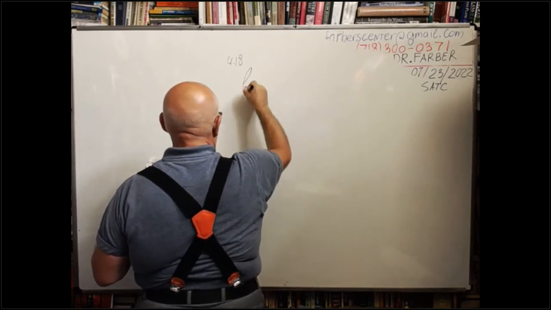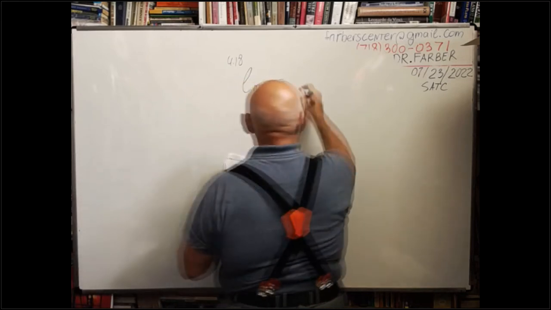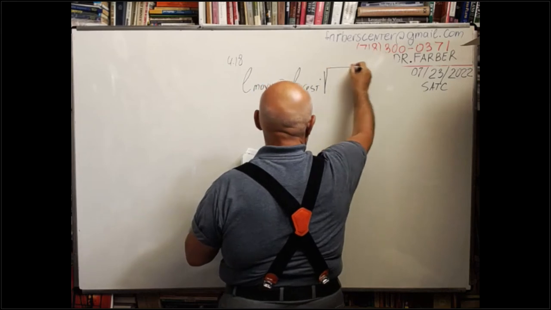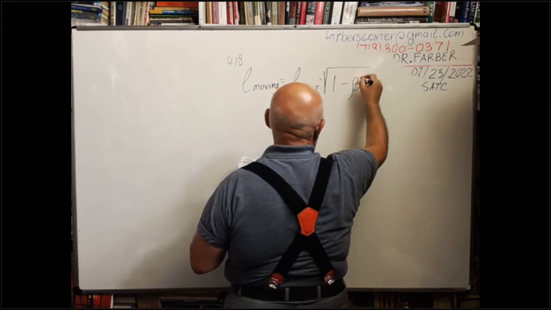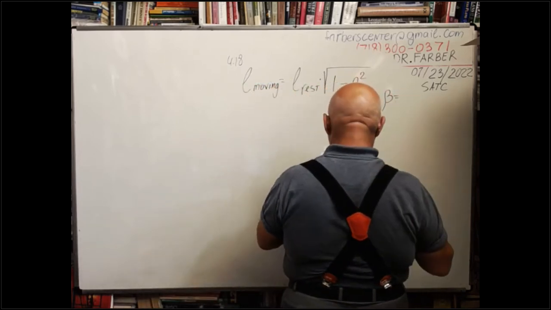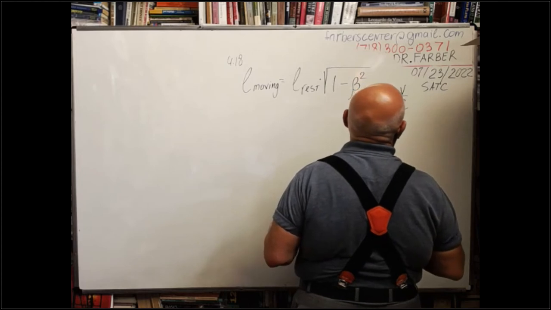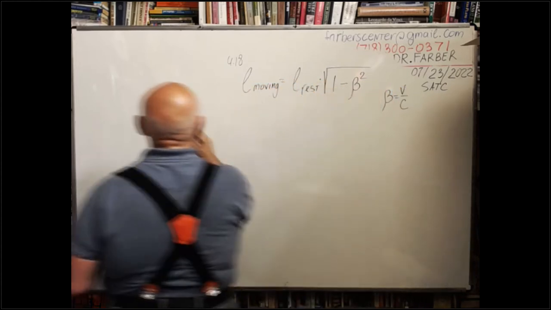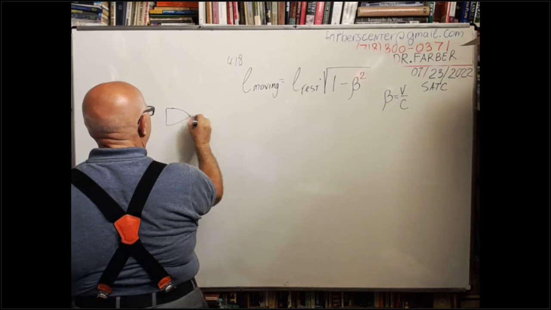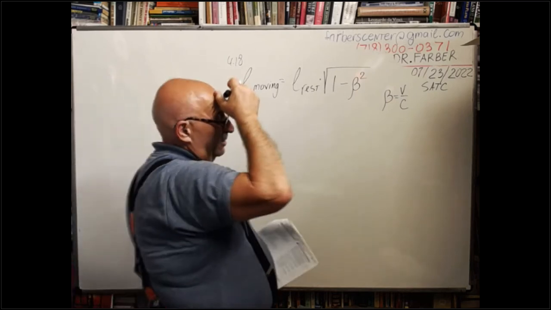L moving equals L rest times the square root of 1 minus beta to the second power, where beta equals V over C. V is the speed of the object. If you have a picture, let's say this is a space rocket moving in this direction, this is V. And C is the speed of light, 300,000 kilometers per second.